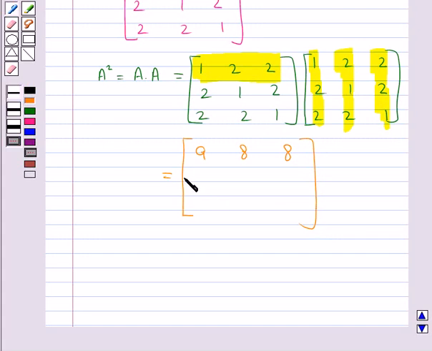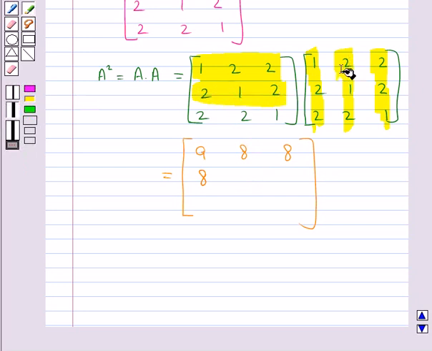Now, to find the entry in the second row, first column, we multiply the second row of this matrix with the first column of this matrix. So, we get 2 into 1 plus 1 into 2 plus 2 into 2, which gives us 8. Then, to find the entry in the second row, second column, we multiply the second row of this matrix with the second column of the second matrix. So we get 2 into 2 plus 1 into 1 plus 2 into 2, which gives us 9. Now to find the entry in the second row, third column, we multiply the second row of this matrix with the third column of this matrix. So we get 2 into 2 plus 1 into 2 plus 2 into 1.